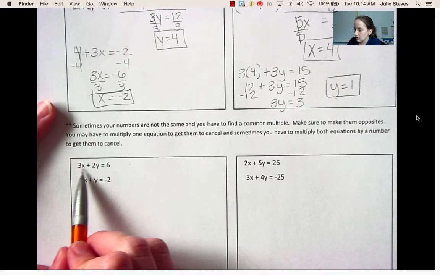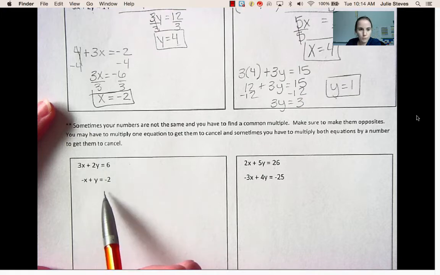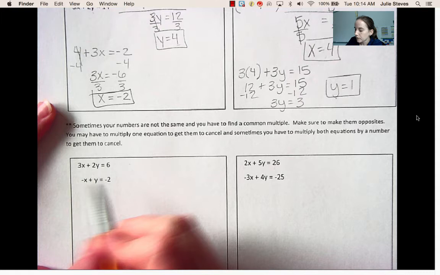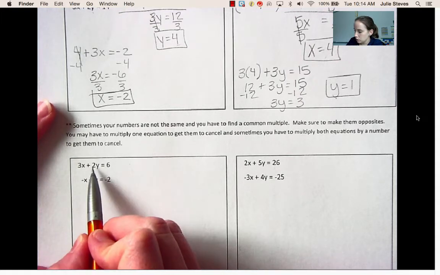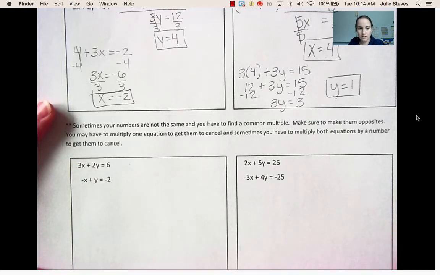Okay, let's look here. If you notice, it's already in standard form. They're both set up, the x and then the y and then the constant. But this is 3, and this is -1. This is 2, and this is 1. But what we need is a common value. So just choose one of them.